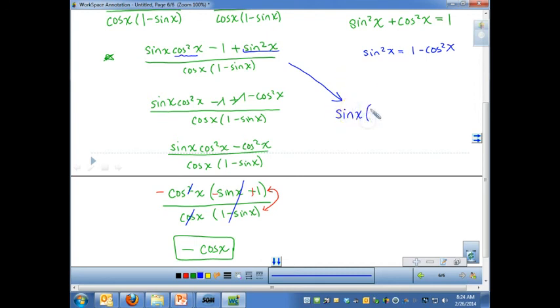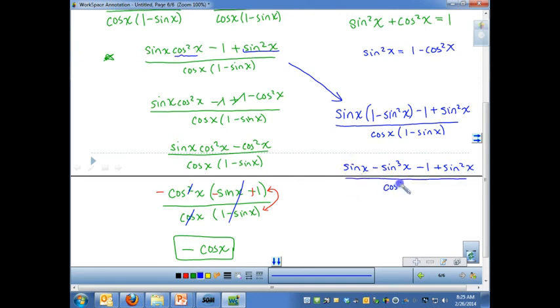So we'd have the sine of x times cosine squared, which would be 1 minus the sine squared of x. We would still have the minus 1 and plus sine squared of x. And that would be all over cosine of x times 1 minus the sine of x. So here, I would have to FOIL this out. So I would have the sine of x minus sine cubed of x minus 1 plus the sine squared of x, all over cosine of x times 1 minus the sine of x.